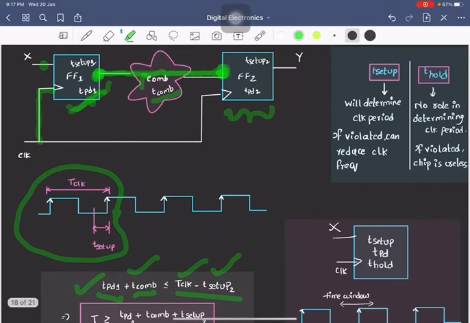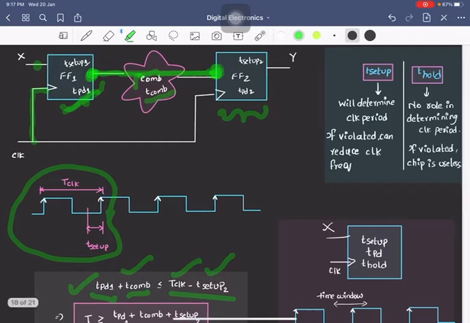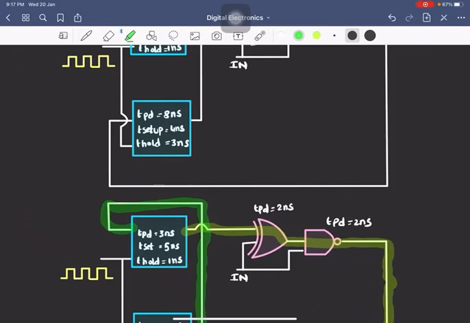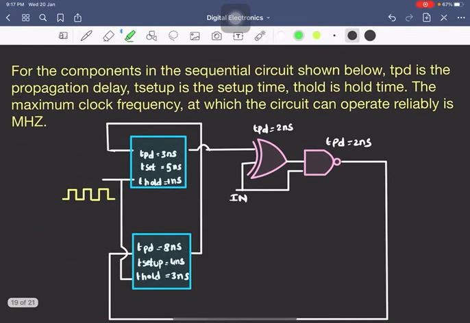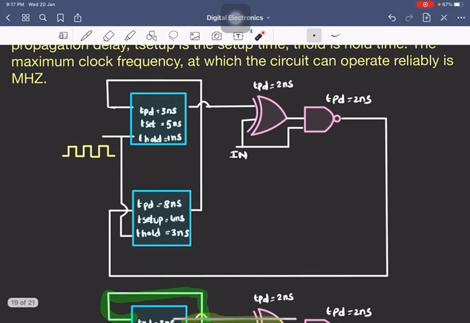I will be discussing it very clearly when I am solving that GATE 2020 question. So let's go to that question right here. The question is, for the components in the sequential circuit shown below, TPD is the propagation delay, T setup is the setup time, T hold is the hold time. The maximum clock frequency at which the circuit can operate reliably is how many megahertz? So this is the circuit given. These are two flip-flops and a combinational path is there, and the clock is given to this right here.